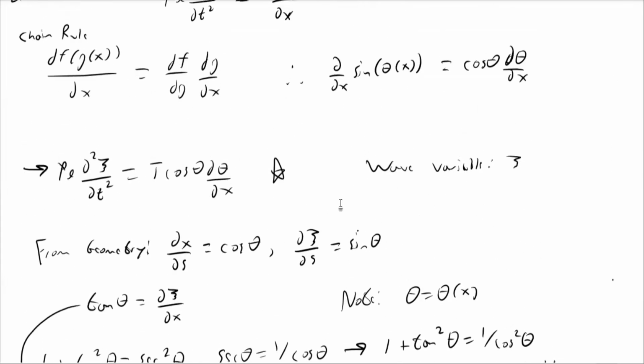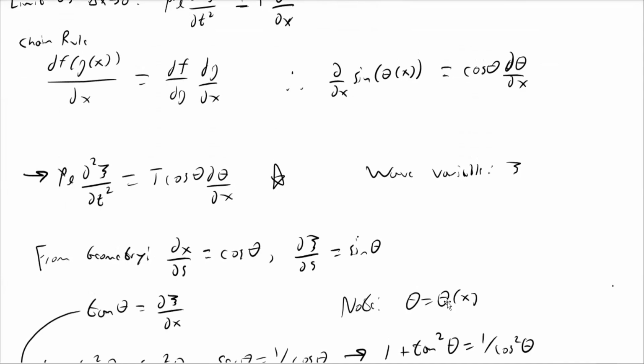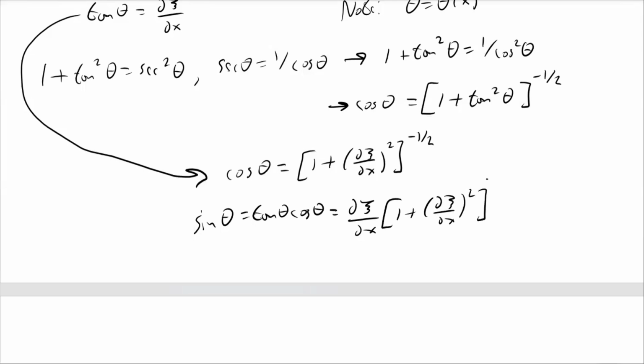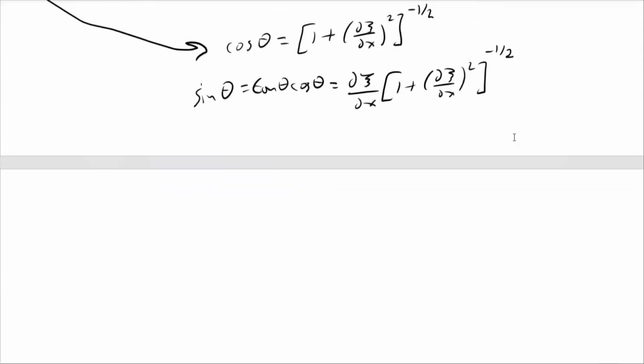Okay. So what about sine theta? Well, we can write sine theta as being equal to tangent of theta cosine theta, which by making the proper substitutions we can see is d cos c dx times 1 plus d cos c dx squared to the negative 1/2 power. Okay. So now the next step is a little bit interesting. So just stick with me here.